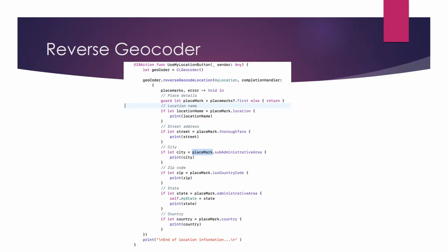So here is the code used in triggering the Use My Location button. We can see we create a CLGeocoder object called geocoder. We then call the function reverseGeocodeLocation on that object, and we get the placemark, and from that placemark we can get the location name, the street name, the city name, zip code, state and country.